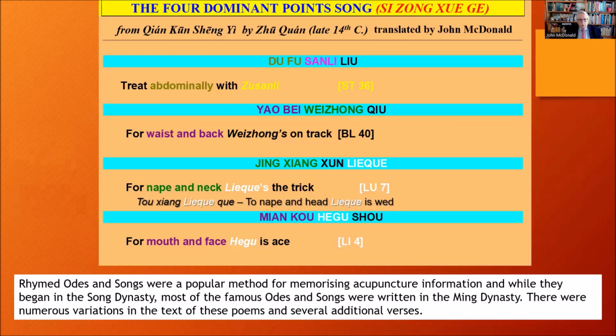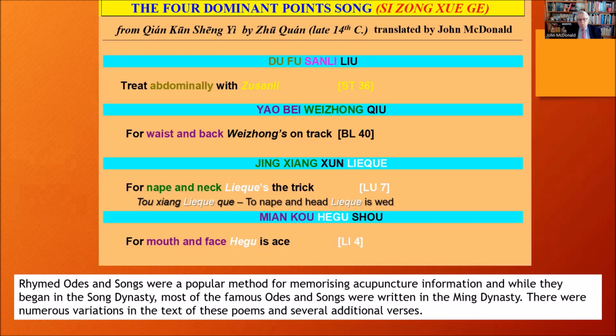Du fu san li liu, treat abdominally with Su San Li. Yao bei wei zhong qiu, for waist and back wei zhong's on track. Jing xiang xin lie chui, for nape and neck, lie chui is the trick. For variant version, Tao xiang lie chui chui, to nape and head, lie chui is wed. Mian kou, he gu shou, for mouth and face, the gu is ace.